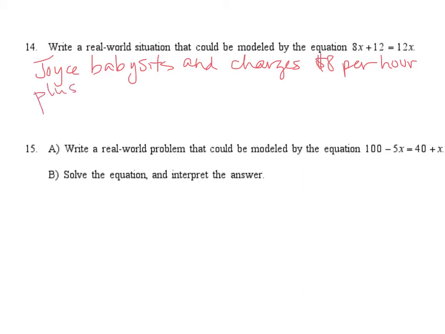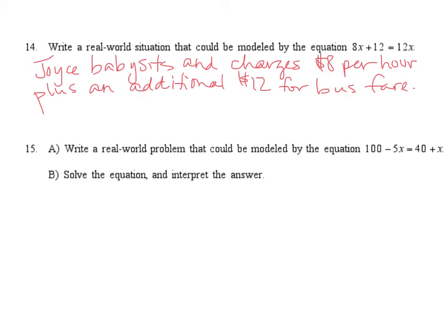Plus an additional $12 for, we'll say, bus fare. She has to take a bus to get to the place she's babysitting. So what I just said was this right here. Joyce charged $8 an hour plus $12. The $12 is a one-time, like each time she babysits, she gets that extra $12.